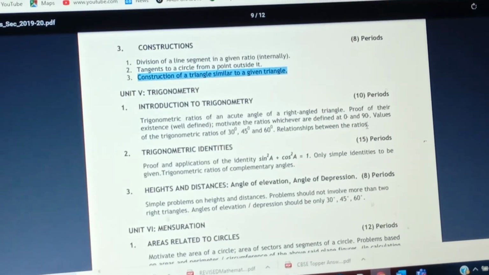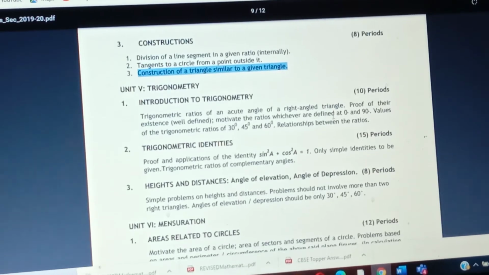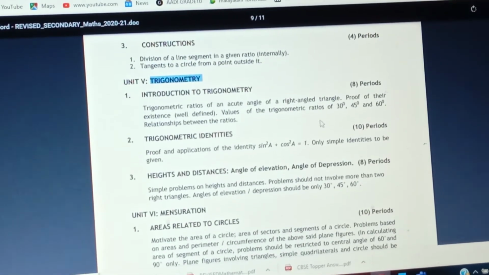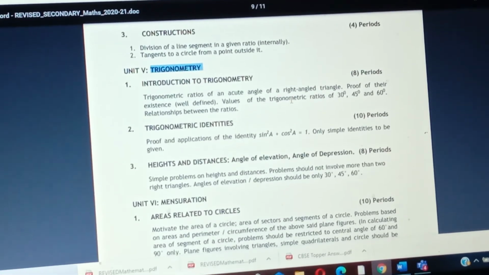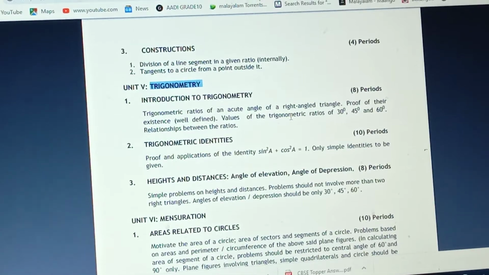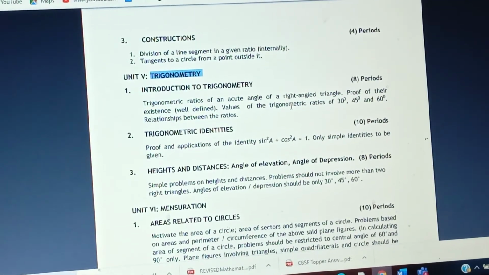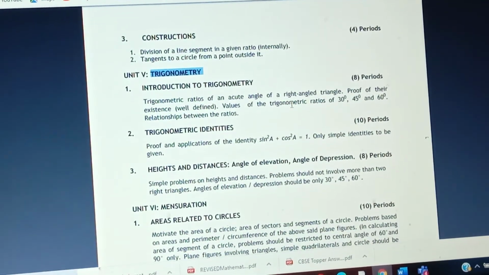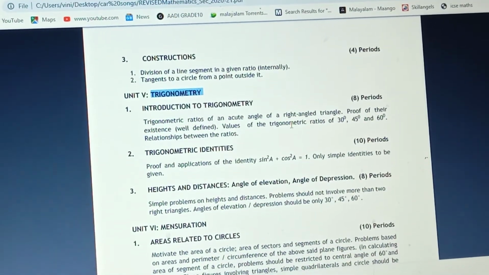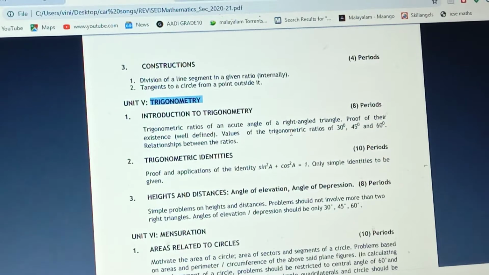If we look at it, ratios which are defined for 0 and 90 degrees. So 0 and 90 degree questions, those questions have been removed. So where do we find 0 and 90 degree kind of questions? It's on page number 183. There we will find questions related to 0 and 90 degrees.